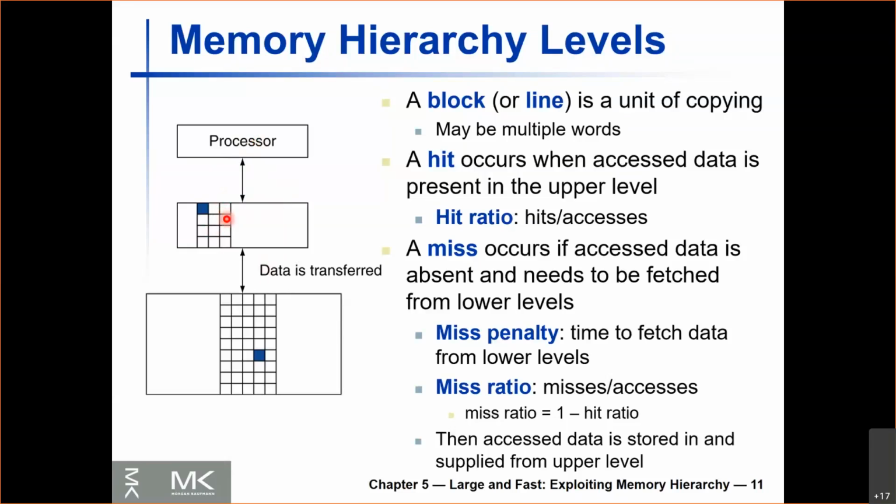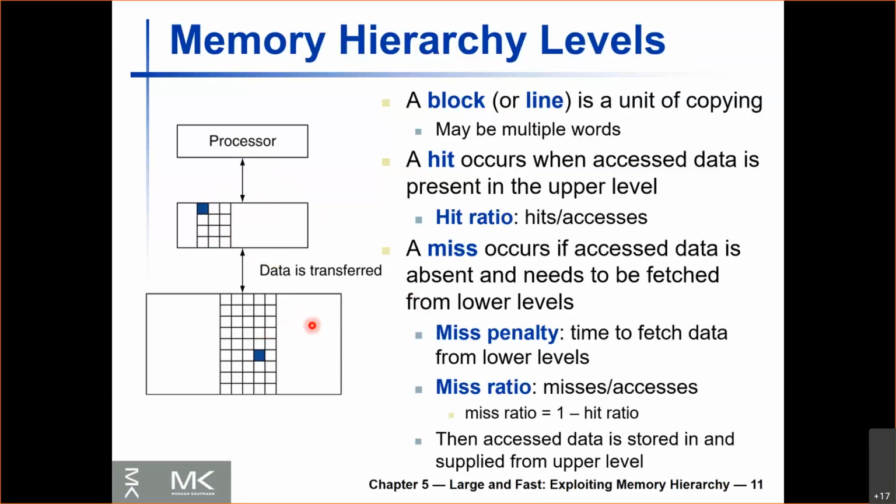So someone's asking if the block is loaded at the same time. I don't think I understand the question. So when the processor accesses data and doesn't find it here, this level in the hierarchy will tell the next level in the hierarchy to provide it with the data. And we will look at the hardware that does this later on in today's lecture. Okay.